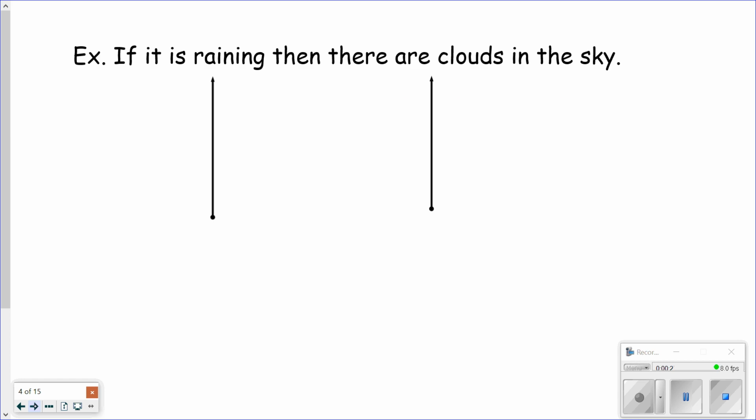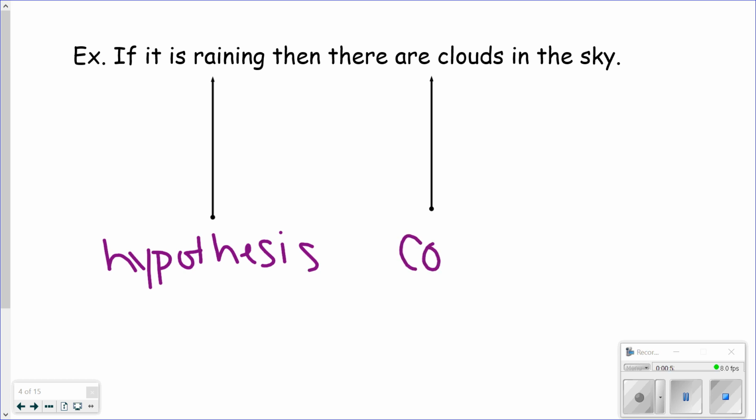So here's our first example. If it is raining, then there are clouds in the sky. Which part would be the hypothesis, the if part? Well, it would be if it is raining, so this is the hypothesis. Which means the last part, then there are clouds in the sky, that would be the conclusion.